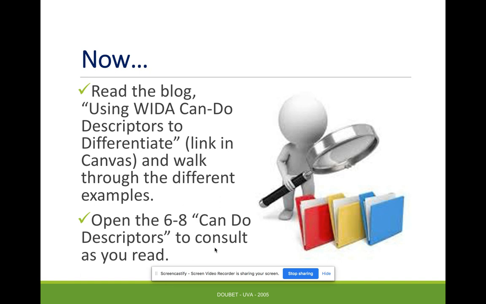Once you pause this, go ahead and read that. It's a follow-up to her 12 ways to support English language learners, so she'll refer to that. Same author, Jennifer Gonzalez, Cult of Pedagogy.